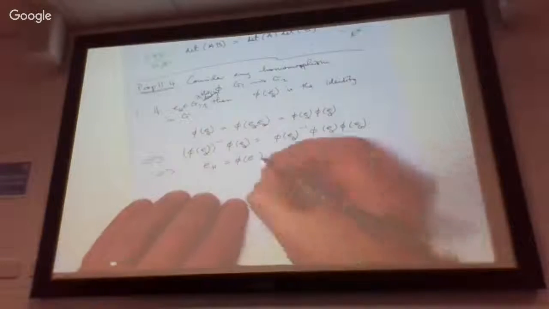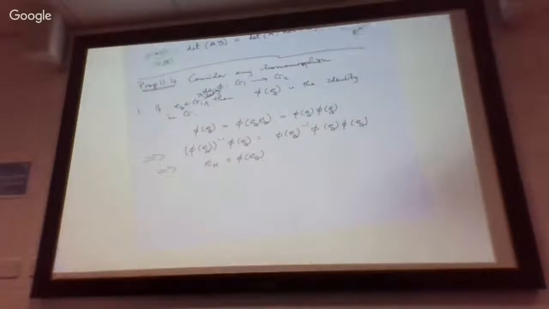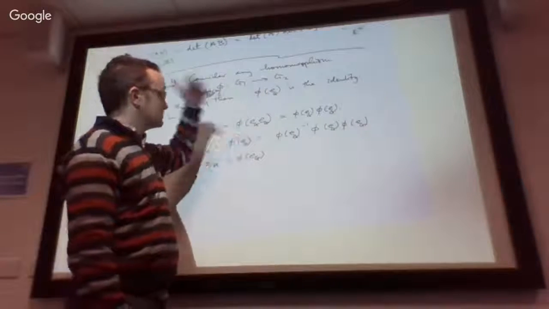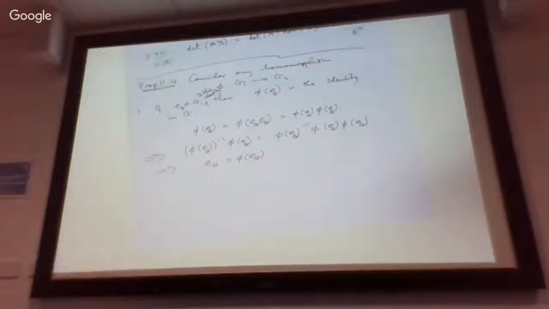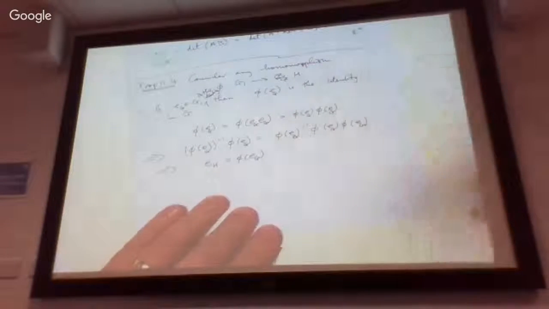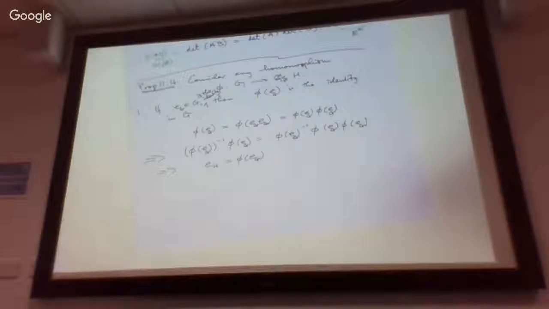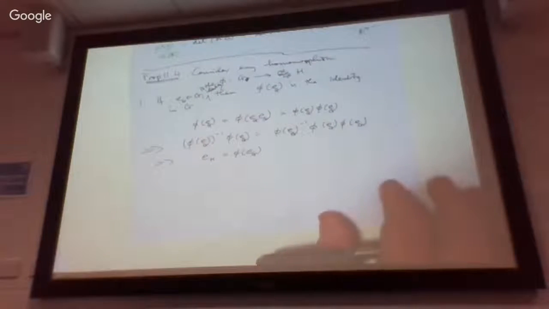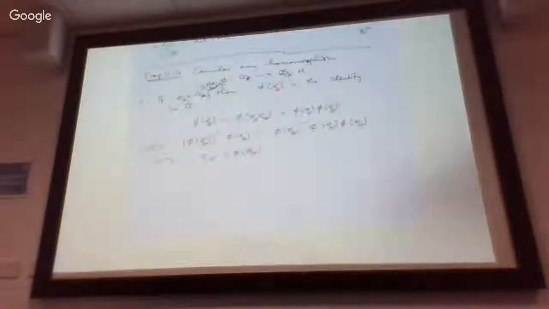Some books take that approach. So E_G is the identity. Sorry, let's fix that by making that an H there. I think I'm going to regret changing notation later on. Sorry. So phi goes from G to H. E_G is the identity of G. The identity must get matched to the identity.